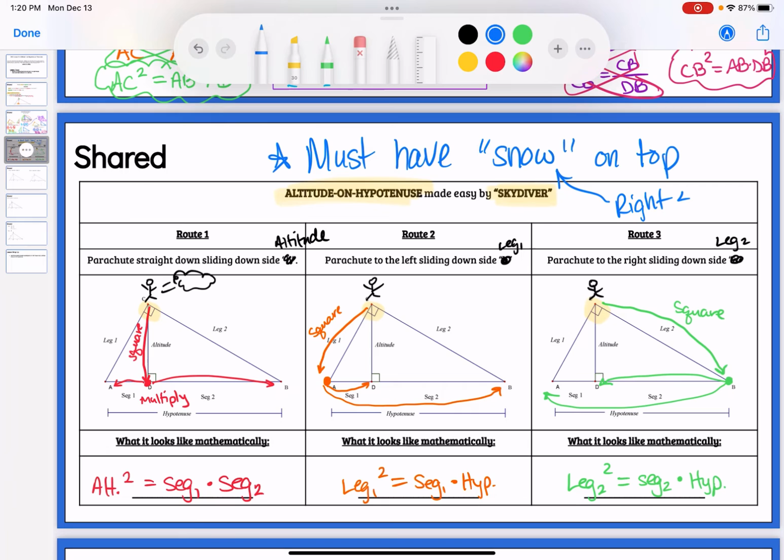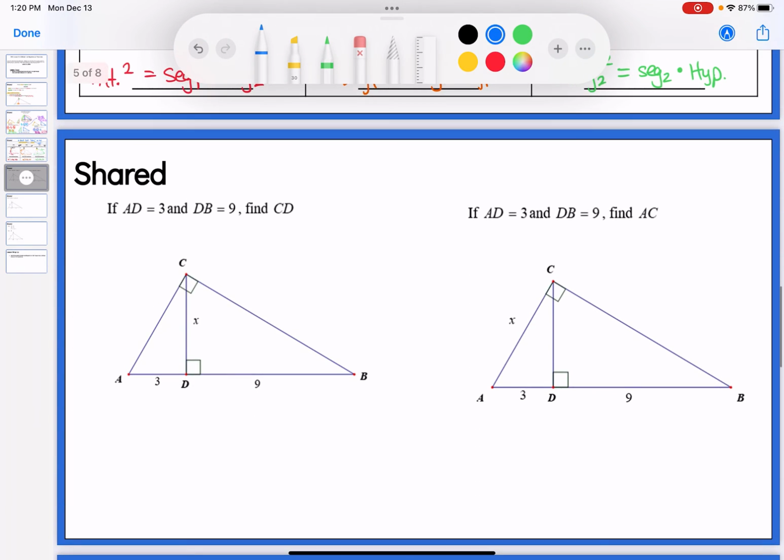All right, so hopefully you have this written in your notes. You definitely need these 3 different pictures and your 3 different formulas written in your notes. This is the altitude on hypotenuse theorem. Okay, so now we're just going to practice using it. So again, you're going to see these pictures, right? This is the standard setup for altitude on hypotenuse.